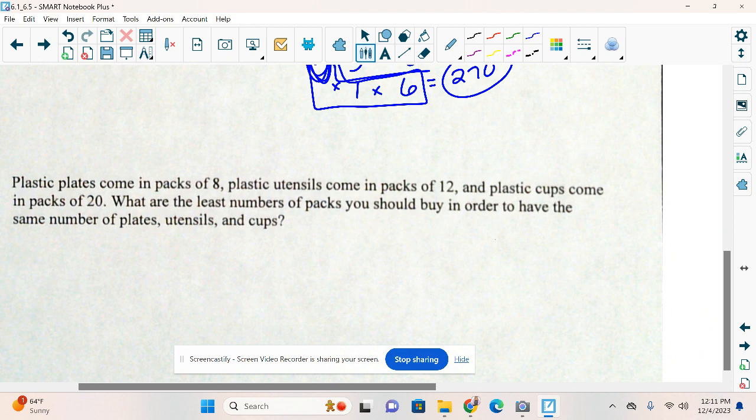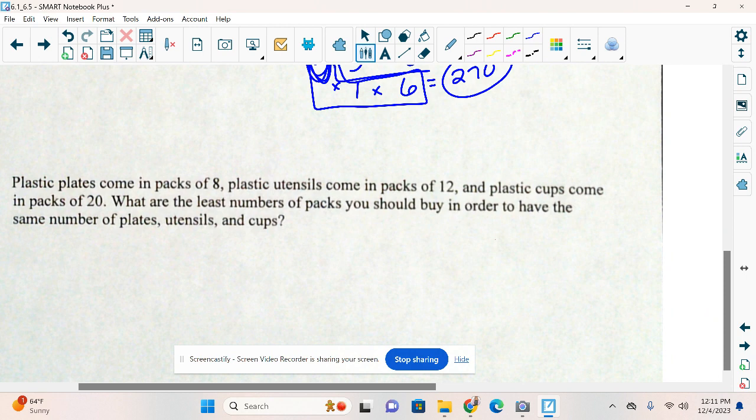I don't know if you've ever been to the party section. You try to buy plates and utensils and cups, but they don't come in the same packs. Like your packs of plates are one number, and your packs of forks is another number, and your packs of cups are a different number. It's never all just 10, 10, 10. I don't know why they do it that way, but it's a little frustrating. They're usually in groups of 10, 12, and 16, or 8, 10, and 20. It's just all over the place.